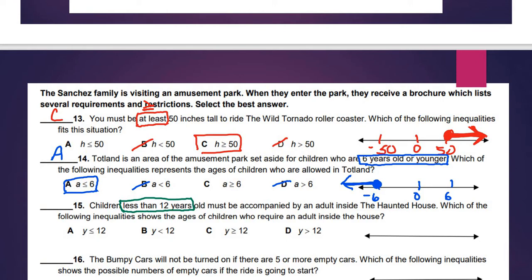So this one did not say anything about being equal or exactly 12. They can only be less than 12. So anything with the equal in it is automatically out. And I marked the wrong thing right here. So that means A and C are automatically out, and it's less than. So this one is B. And when I write this, I have 0, 12, -12, and it is a closed circle. So that means that they cannot be 12 and be able to go into the haunted house. They must be less than 12.